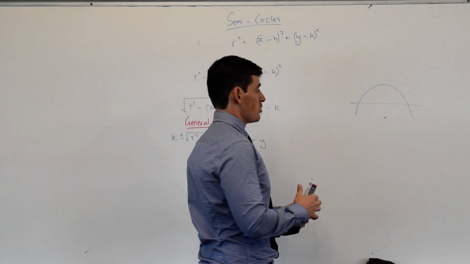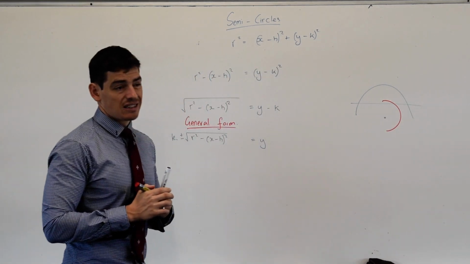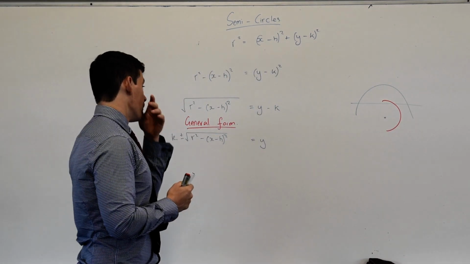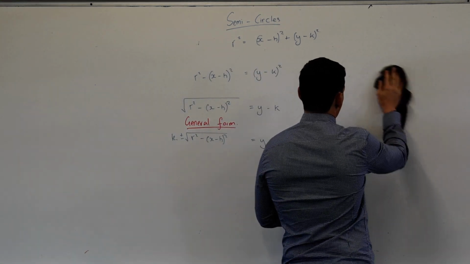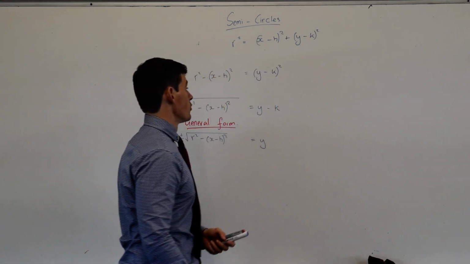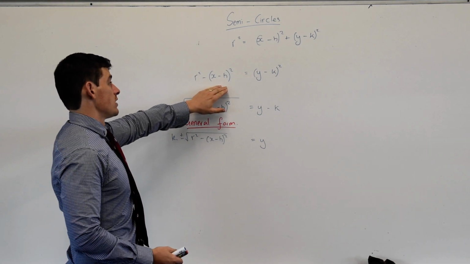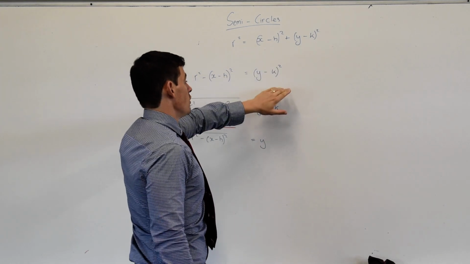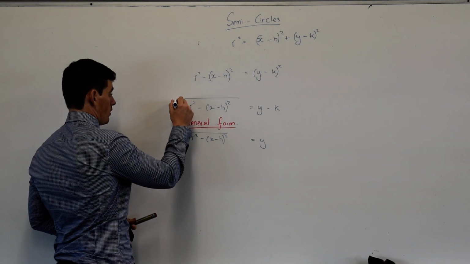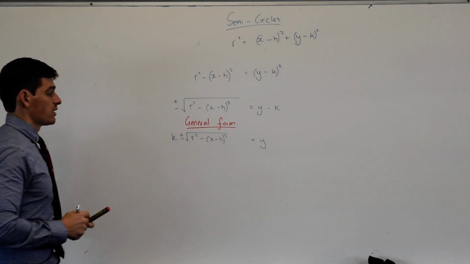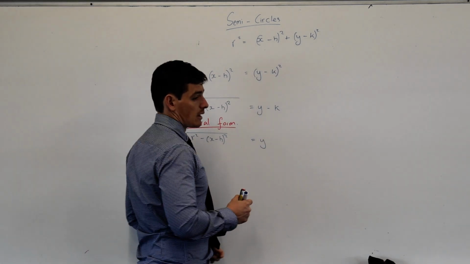If we wanted a semicircle that looked something like this, then we would need to rearrange to make x the subject. But we'll just deal with those ones first, because if you can do it for y, you can do it for the other one. So the first thing we want to do is make y the subject, so we rearrange that equation in its general form. I subtract x minus h squared. I then remove the square root. Now I've missed something out on this one here. Plus or minus, and then I bring the k over. So that's the general form of our semicircle.